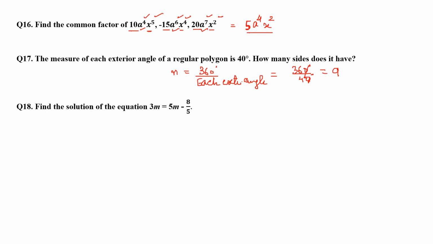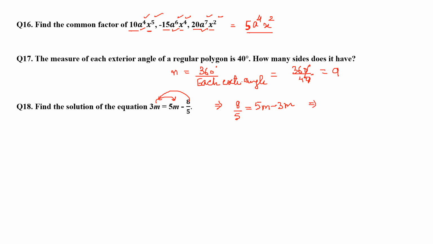Now question number 18. Find the solution of the equation 3m equal to 5m minus 8 by 5. So I am going to transpose 3m to RHS and minus 8 by 5 to LHS. When I transpose minus 8 by 5 to LHS, it will become plus, and 5m minus 3m. Now you can transpose 5m also to left hand side and solve like that. I want to make the term having the variable positive. So if I transpose 3m to this side, 5m minus 3m will give me 2m. That's why I did that.